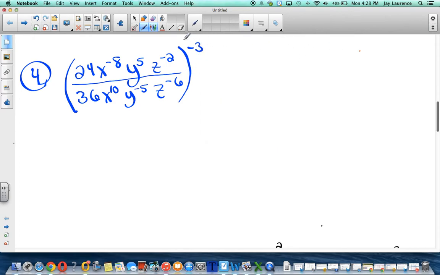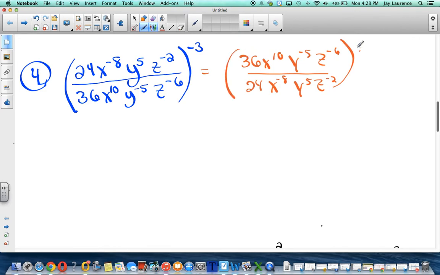First thing I'm going to do is I'm going to take care of this -3. So I'm going to rewrite it as 36 x to the 10th, y to the -5th, z to the -6th. And I'm going to put that over 24 x to the -8th, y to the 5th, z to the -2nd. And now it's raised to the third power. Negative exponent means these are reciprocal. I took the reciprocal of everything inside.